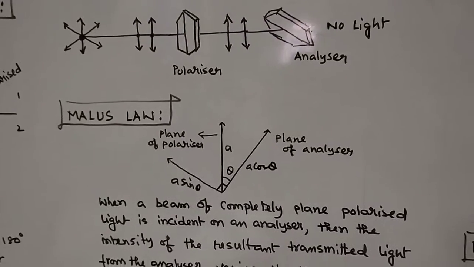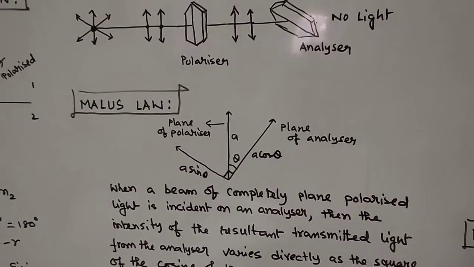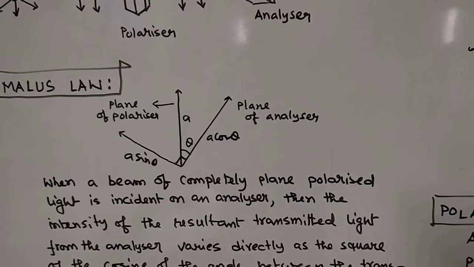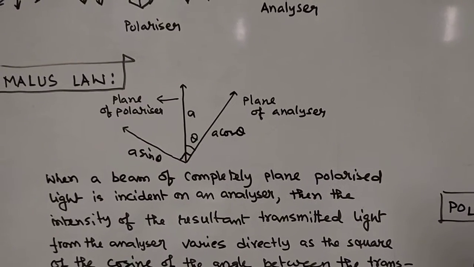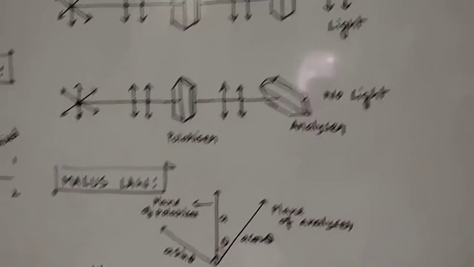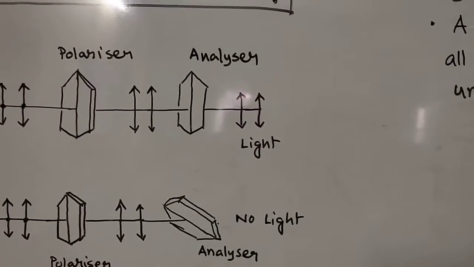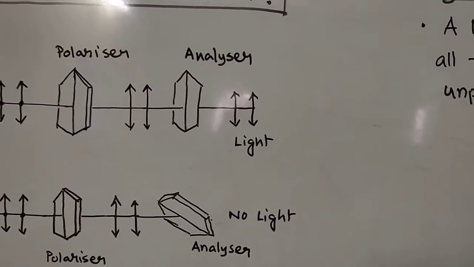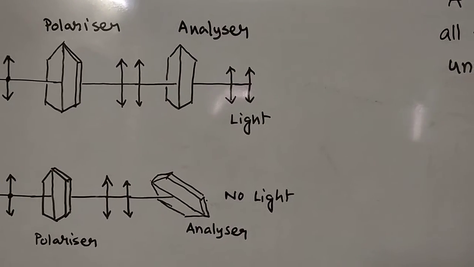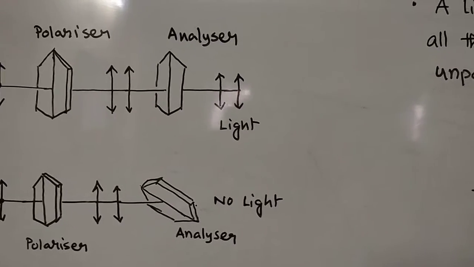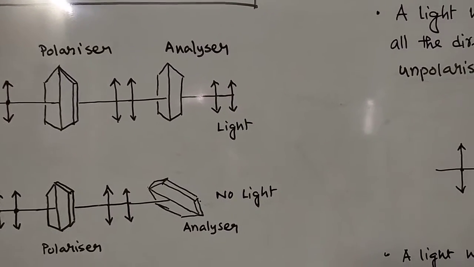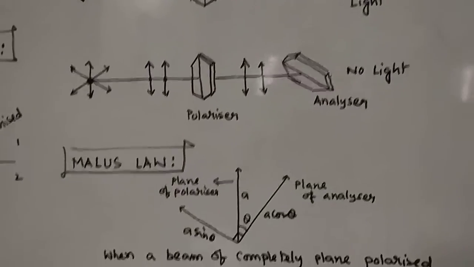Now there is a law that defines the light that comes out through the analyzer. You see here two planes of transmission are specified: one is the plane of transmission of the polarizer, another is the plane of transmission of the analyzer. Here we have seen that if the plane of transmission of the analyzer is parallel to the plane of transmission of the polarizer, then you will get light. But if it is perpendicular, then you will not get light. But if the two planes are at an angle other than 90 degrees, what will happen? Some light will come out through the analyzer. That can be defined by the law of Malus.